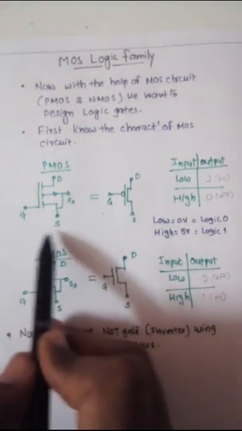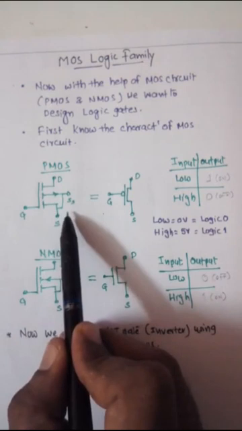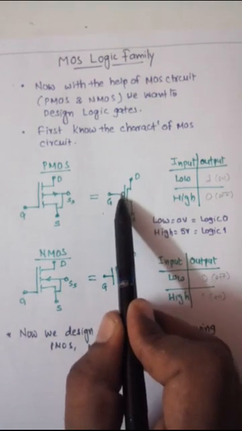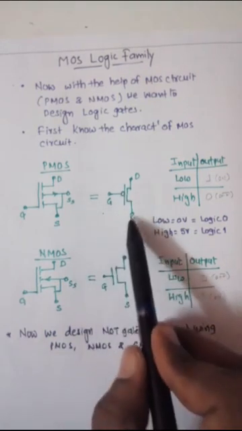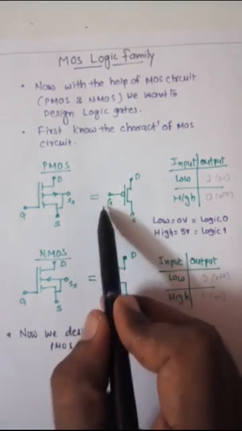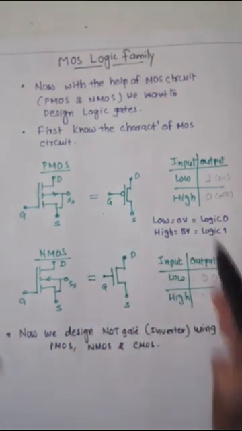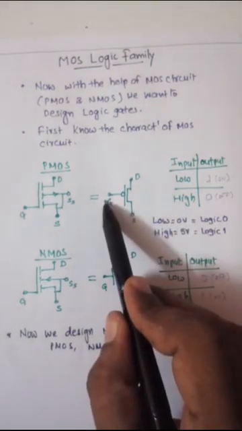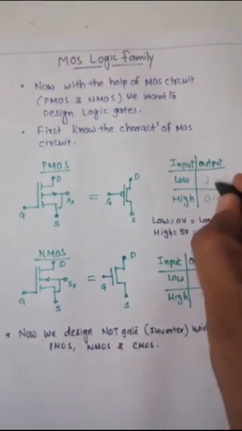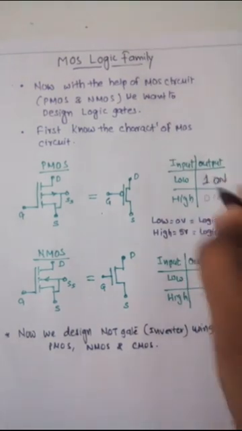Now here is the symbol of a PMOS: gate, drain and source. For simplification in structure design, we can also draw it like this. Here the hole indicates that this is the PMOS type. Now we apply a low voltage to the gate terminal. In a PMOS, if the input is low, then it will be on. So the output will be 1. This will be on means output is 1.